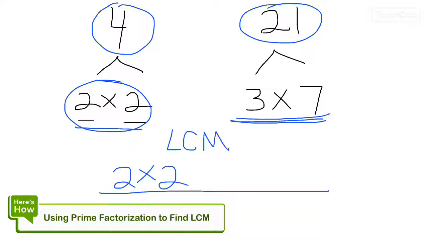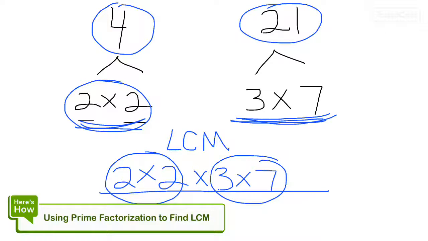Then over here, what do I need to make a 21? Well, I need a 3 and I need a 7. And this one's pretty simple because there are no overlapping factors between each prime factorization. So to get the 4, I need a 2 times 2. To get the 21, I need a 3 times 7. So all together, to get the least common multiple, I need all of those factors.